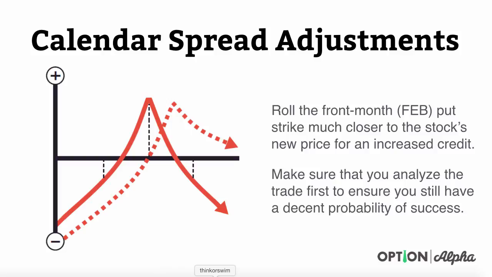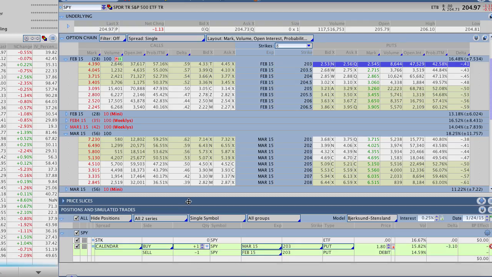So what we're actually going to do is go to our broker platform here in Thinkorswim. And what we're doing now is just analyzing a trade that we set up. So this is an SPY, which is currently trading at about 205. And again, we did the 203 February options that we sold. And we went ahead and bought the 203 March options that are going to be our back month.